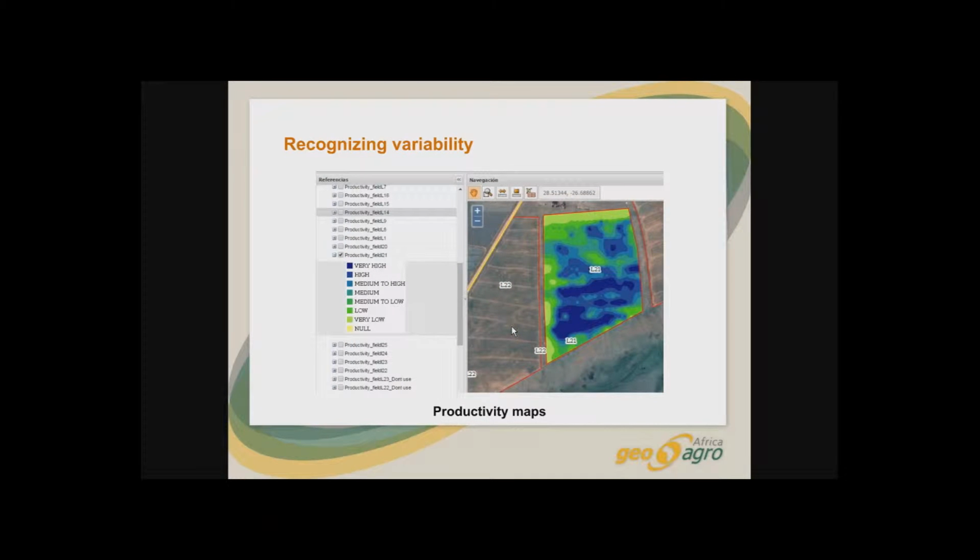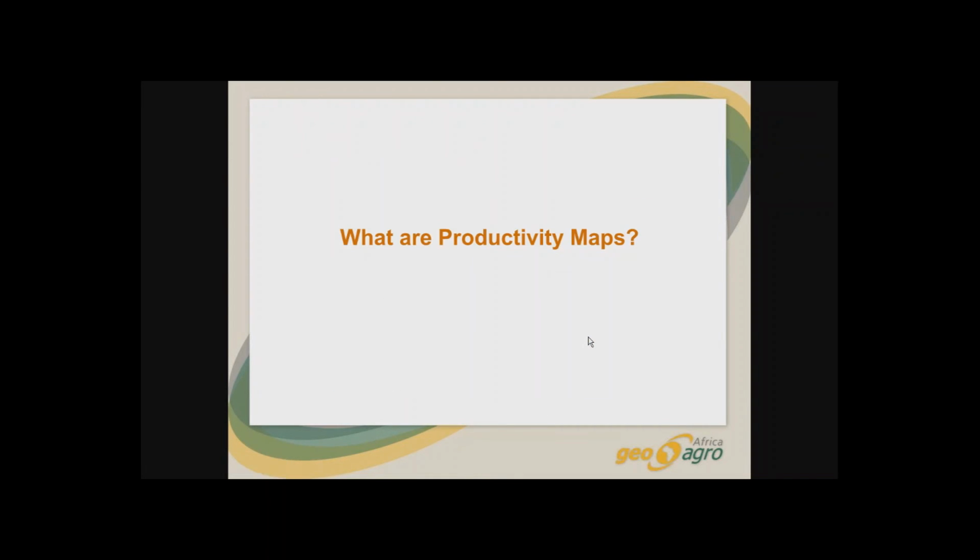And the productivity map, which is the topic of the day, divides the field in classes from a very low yield to very high yield in blue. And we'll see how this is generated. So basically, those are 3 methods where we recognize variability, and we'll see why and how we use productivity maps.